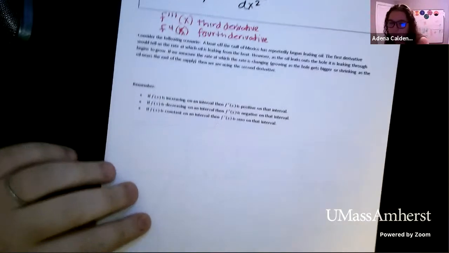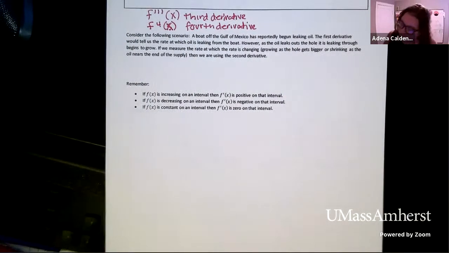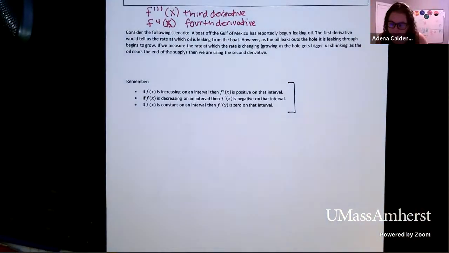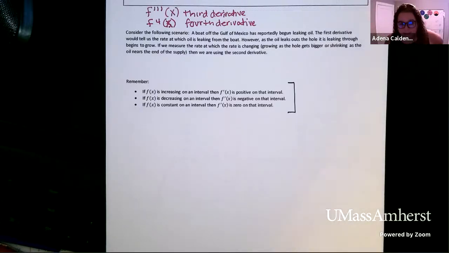Okay. So we're just reviewing the things we learned from 2.2 about the relationship between the original function and the first derivative. And so here, if the original function is increasing, the derivative is positive. If it's decreasing, the derivative is negative. And if it's constant, we said that the derivative is 0.